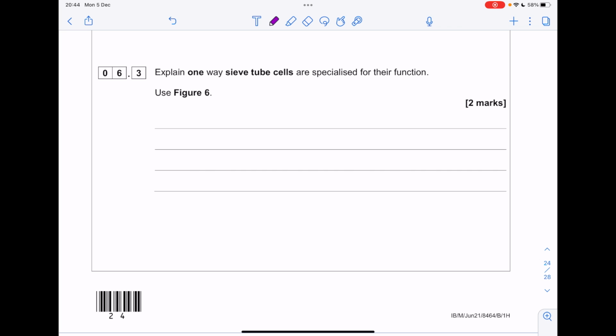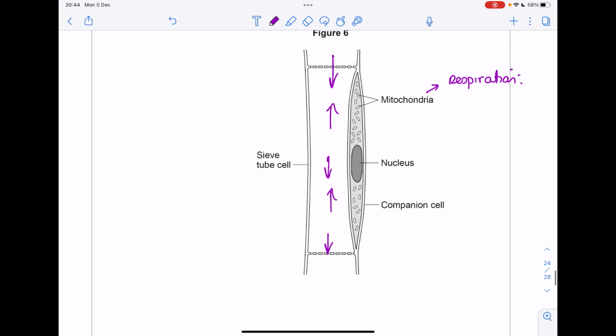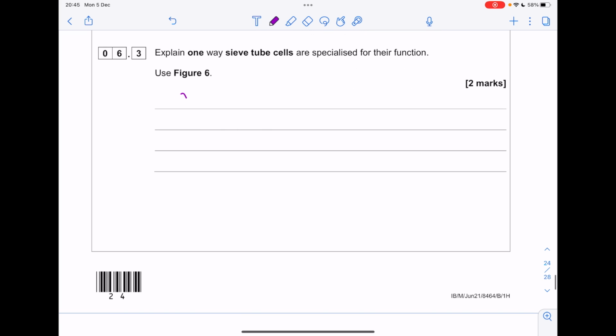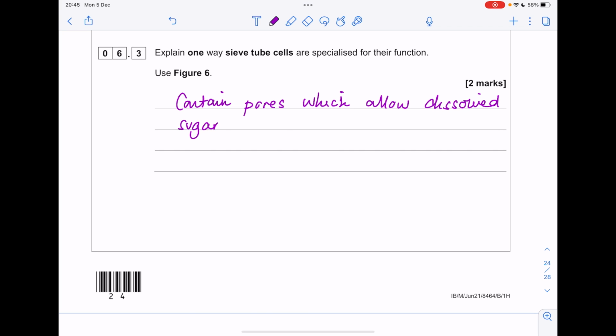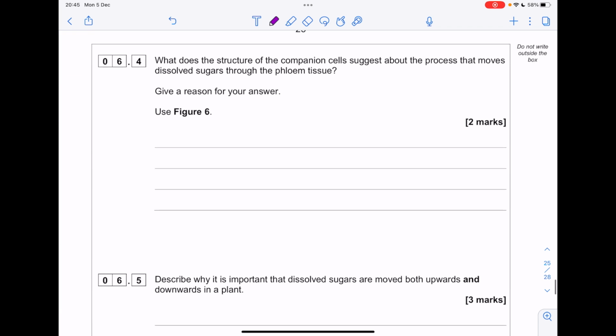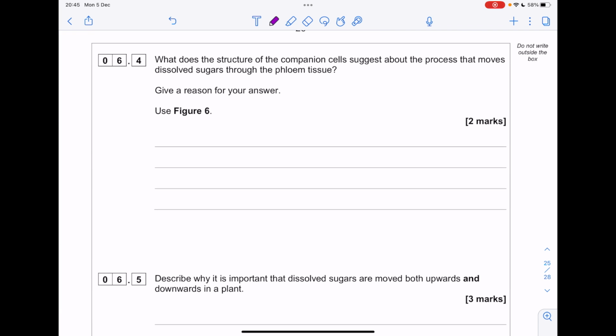Explain one way the sieve tube cells are specialised for their function. Just have a look. You can see these holes. They're called pores, and they enable dissolved sugars to move from cell to cell. You could also mention the fact that they have no nucleus or few organelles to maximise space for movement of dissolved sugars. What does the structure of the companion cells suggest about the process that moves dissolved sugars through the phloem tissue? Give a reason for your answer.